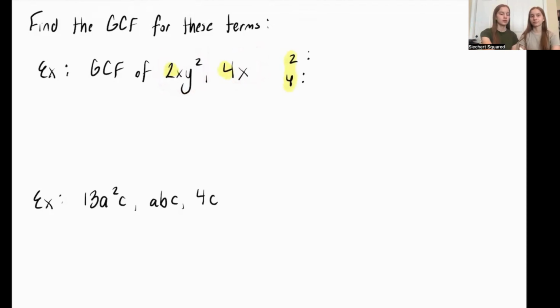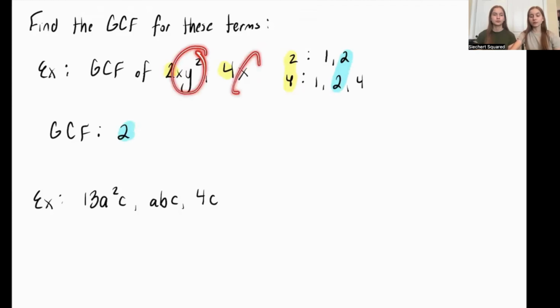Yep, so again, we're just starting by looking at those coefficients, and we want to write out the factors. 2 can be divided by 1 and 2, and then 4 can be divided by 1, 2, and 4. Now, the biggest number that shows up on both of these lists of factors is going to be that 2. So when we're putting our GCF together, I know that I'm going to have that 2 as part of it. That's dealing with the coefficients in front.